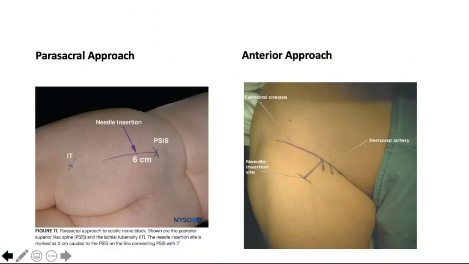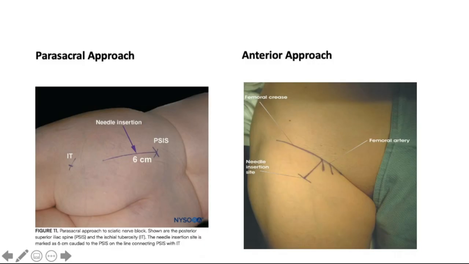The second way is the parasacral approach. You find your PSIS and also the ischial tuberosity. Then we draw a line, and 6 cm away from the PSIS is the point of insertion.